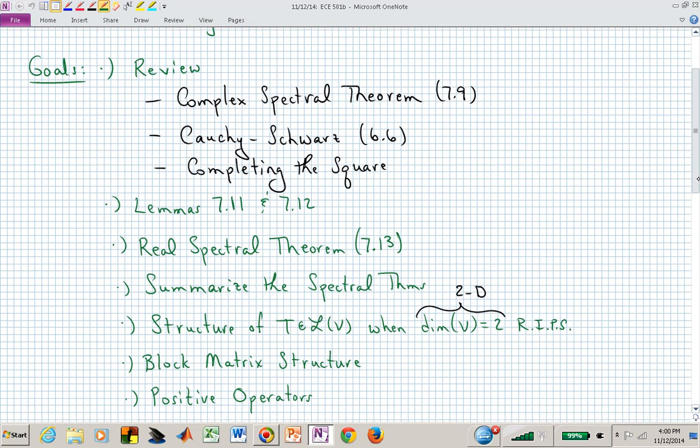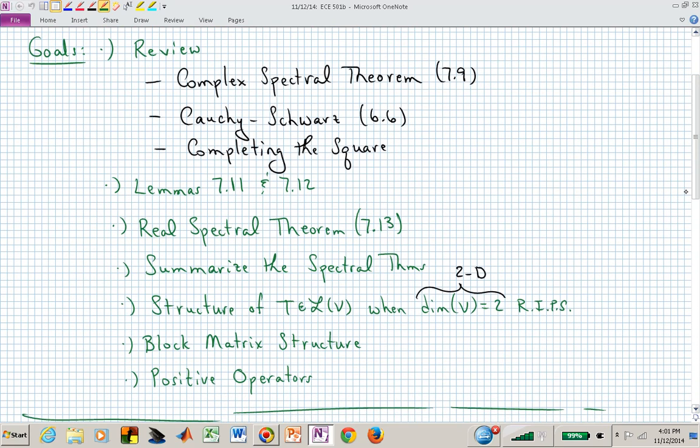Today what I want to do is continue with Chapter 7. We'll simply restate the complex vectors inner product space spectral theorem, or the complex spectral theorem, which is 7.9. Then we will review the Cauchy-Schwarz because we'll need that in developing a proof. We will talk about completing the square because we need that in developing a proof. And then we'll get into lemmas 7.11 and 7.12. In particular, the proof of lemma 7.11 needs to use the Cauchy-Schwarz and completing the square.